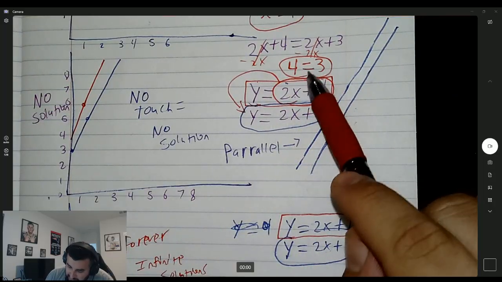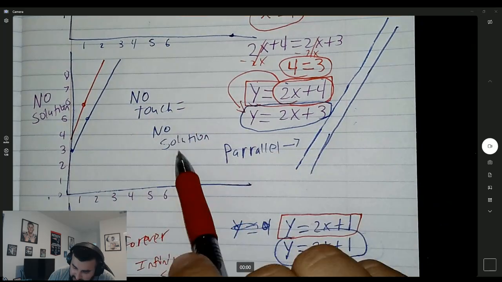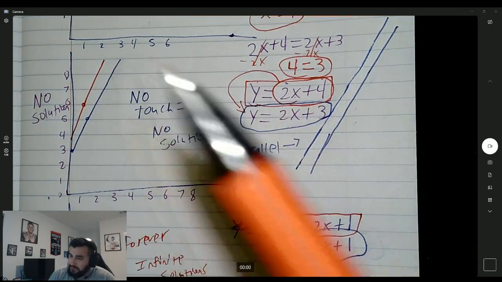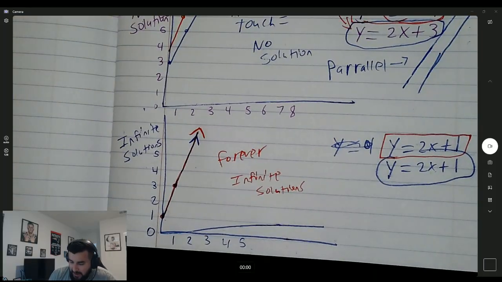This false statement, these two lines, don't touch. They no touch, no solution. False statement, no solution. Kind of mind-blowing, right? It's weird how that works. Infinite solutions. I'm sure you guys see the pattern by now.